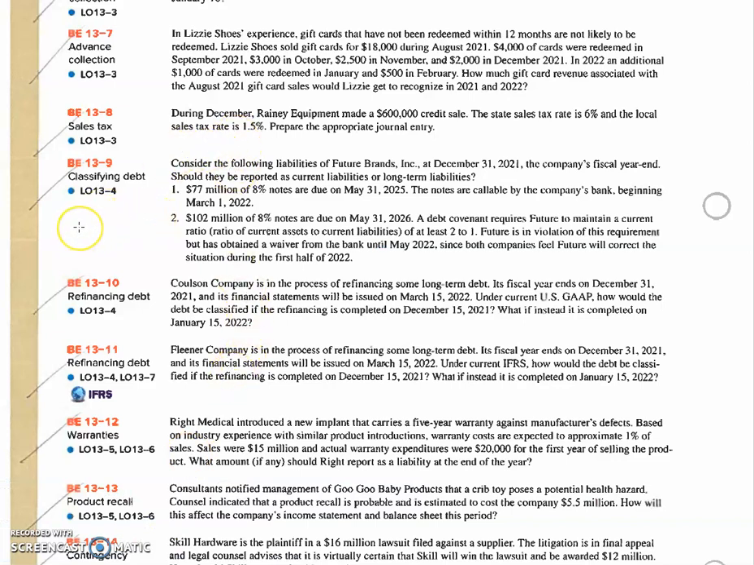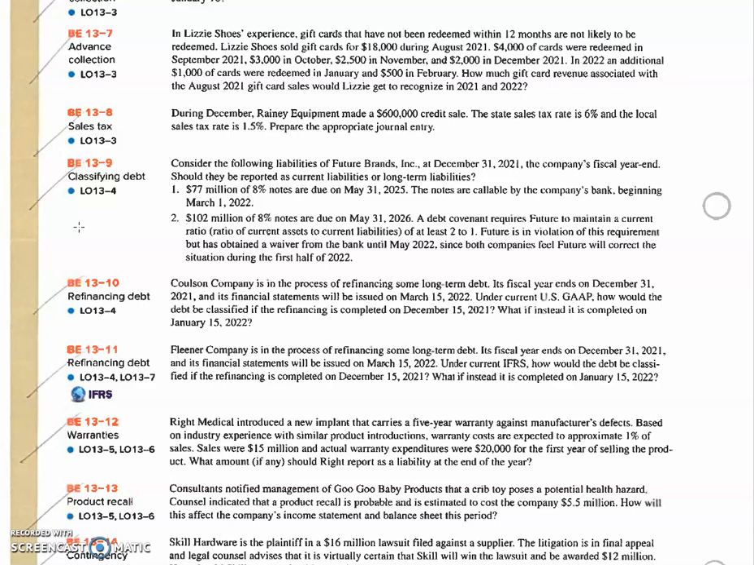So, brief exercise 13.9, consider the following liabilities of Future Brands, Inc. at December 31, 2021, the company's fiscal year end. Should they be reported as current liabilities or long-term liabilities? Okay. So I assume we're under U.S. GAAP since it doesn't say anything to the contrary.